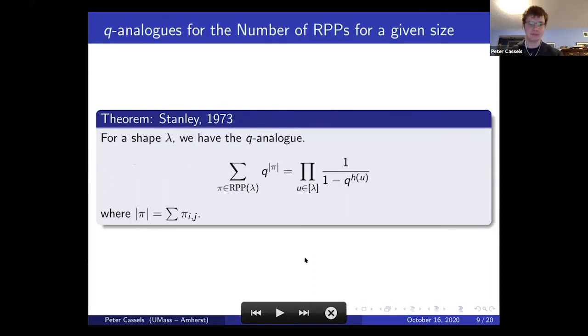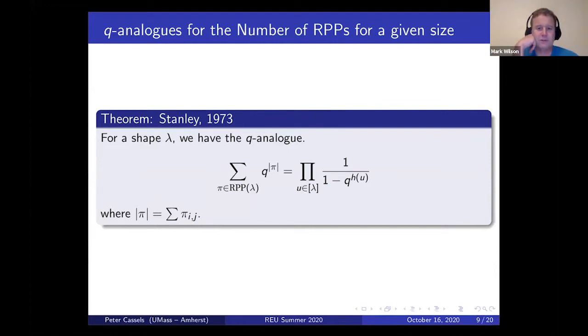Richard Stanley was able to find a q-analog of this: summing over the RPPs of q to the power of the size of the RPP is just the product of 1 over (1 minus q to the hook length). Again, you have to remember that here the size is the sum of the entries.